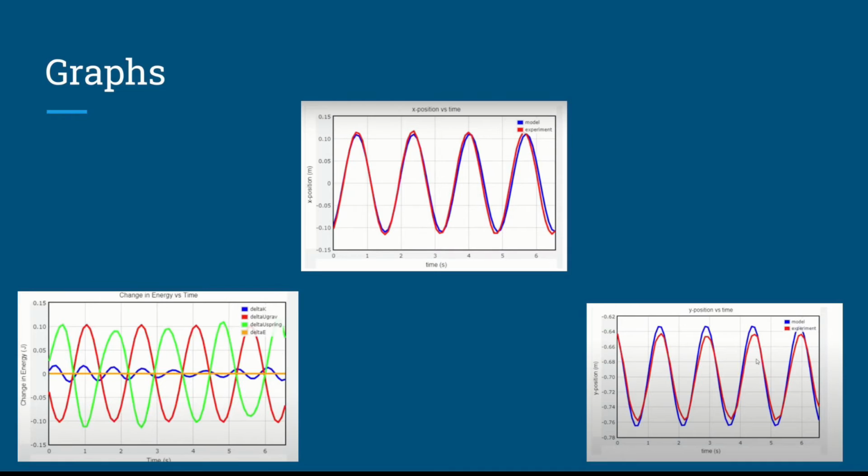These are the graphical results for the computational model. The graph on the left is the changing energies over time. The two graphs on the right are the position versus time graphs for the model and the observed tracker data for the X and Y positions of the object.